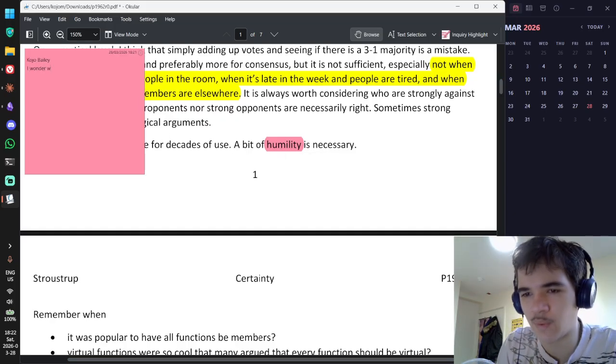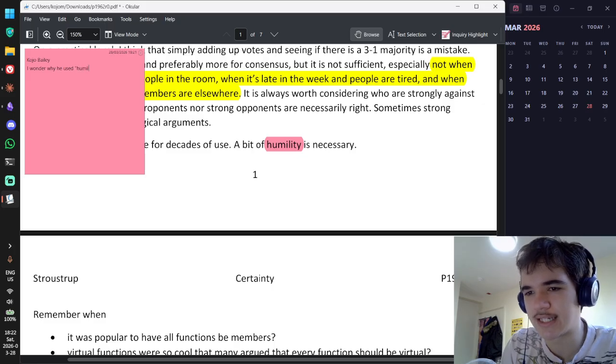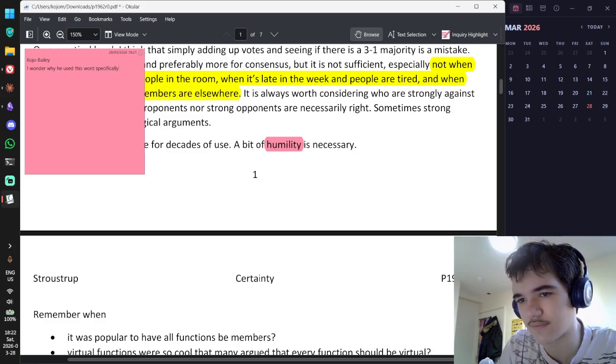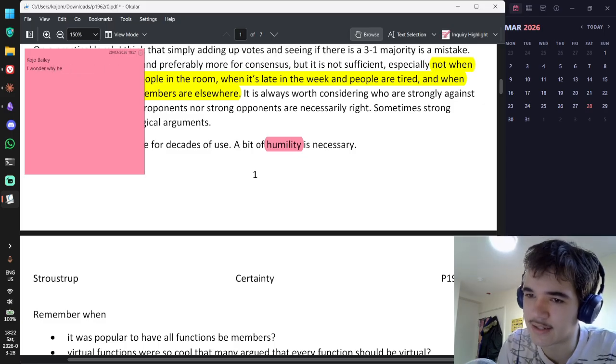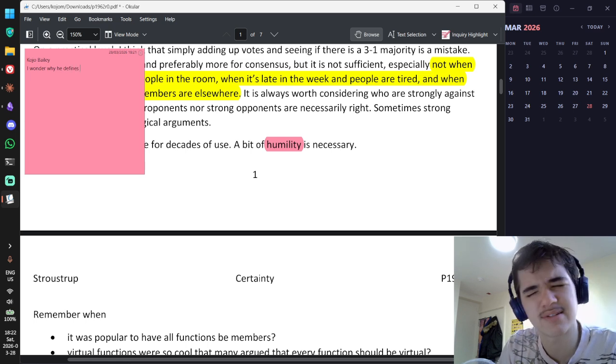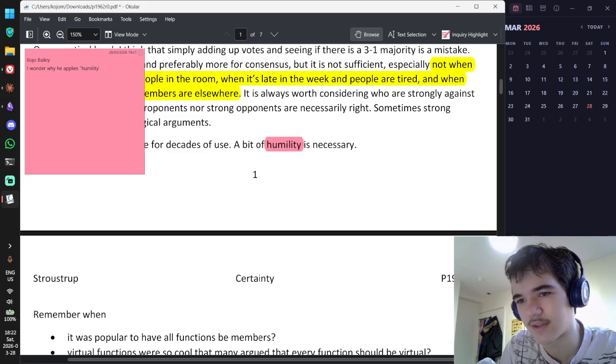Like, I wonder why he used humility. Well, okay, this word specifically. I wonder why he applies this definition to humility, or why he applies humility in this way.